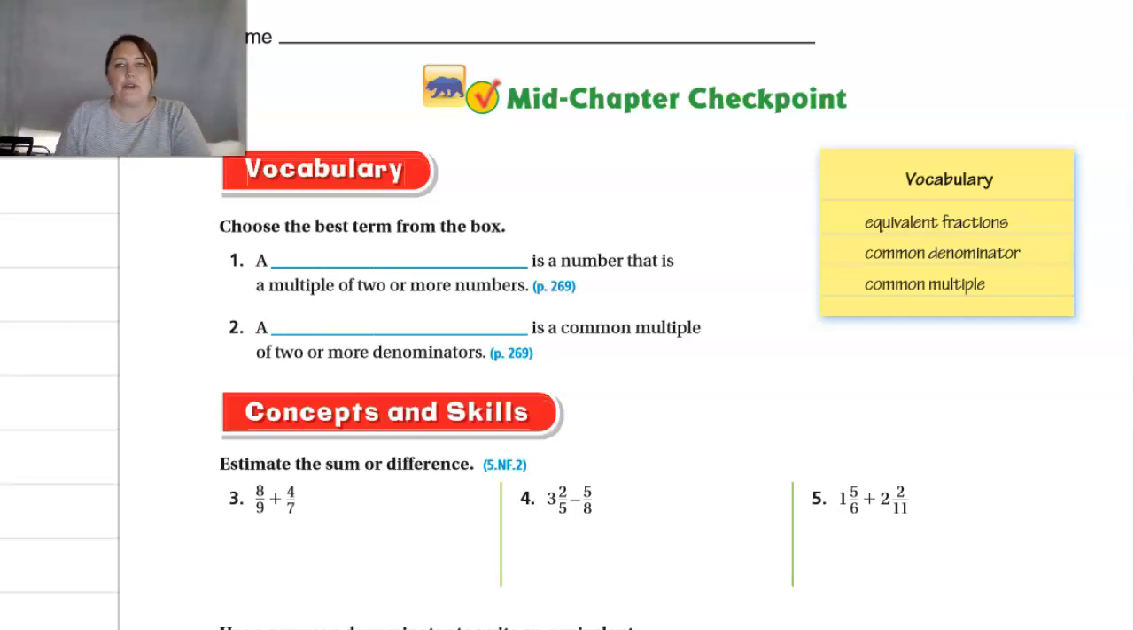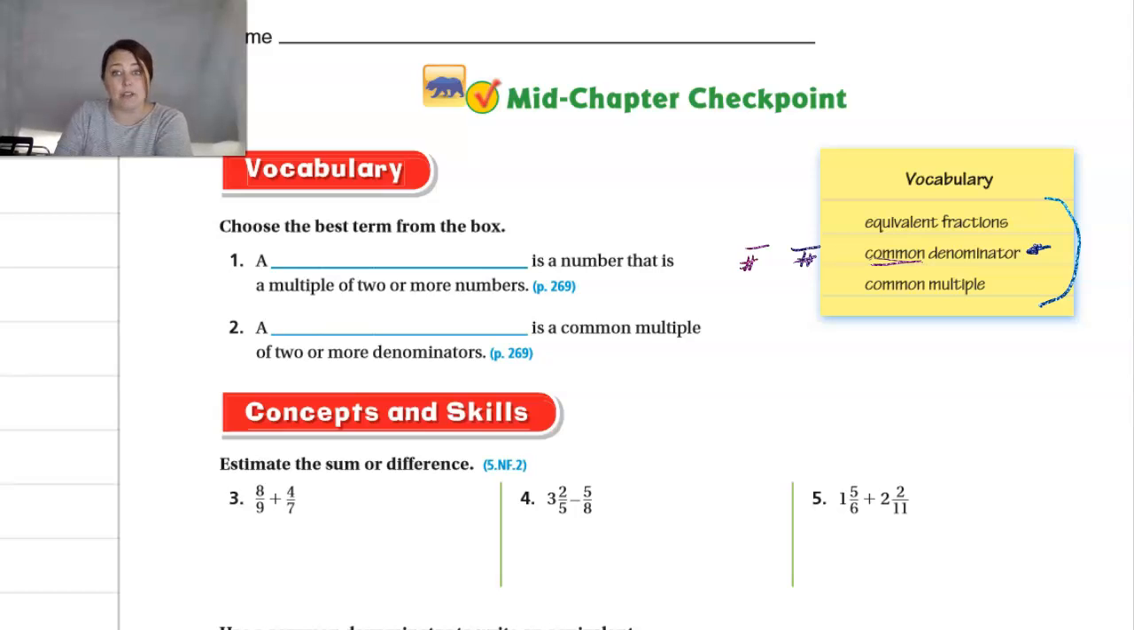All right, for our vocabulary so far, we have these three words. We have equivalent fractions, common denominator, and common multiple. Denominator, we know, is the number on the bottom. So when we talk about a common denominator, they're saying that the number on the bottom is the same.